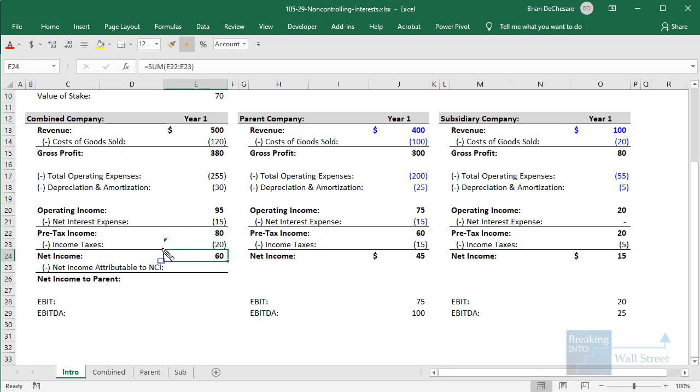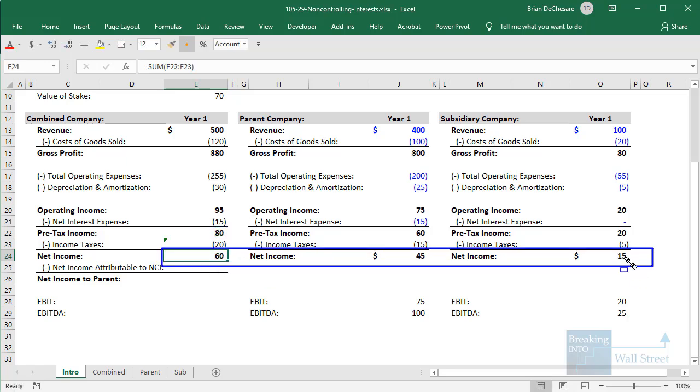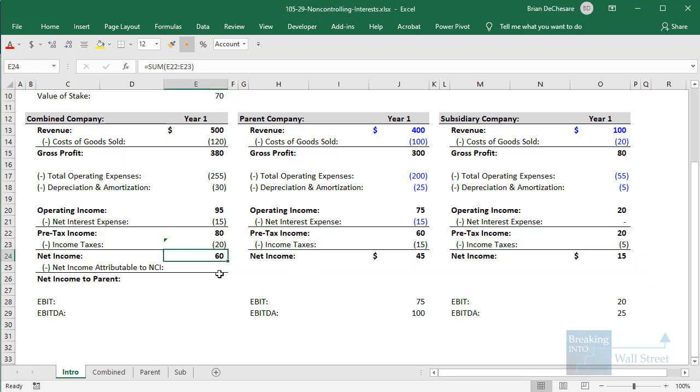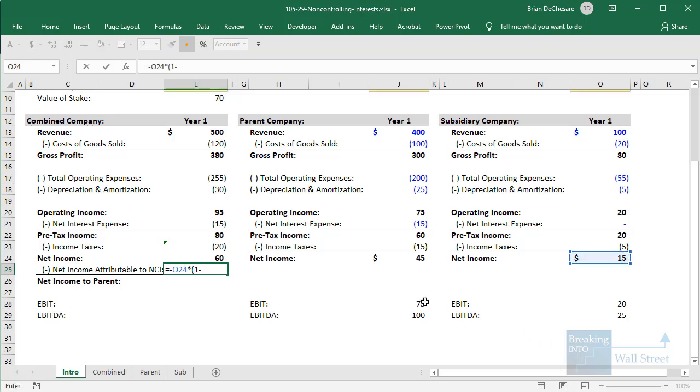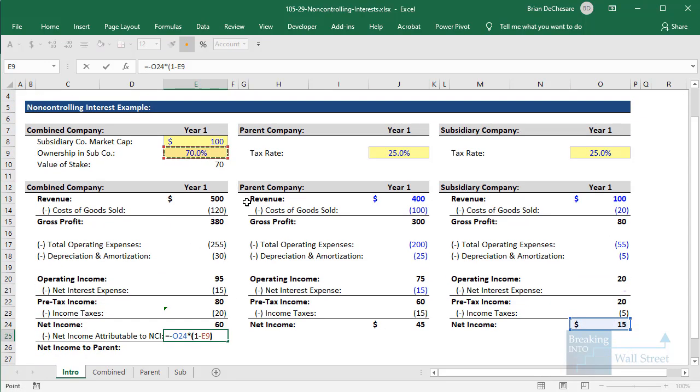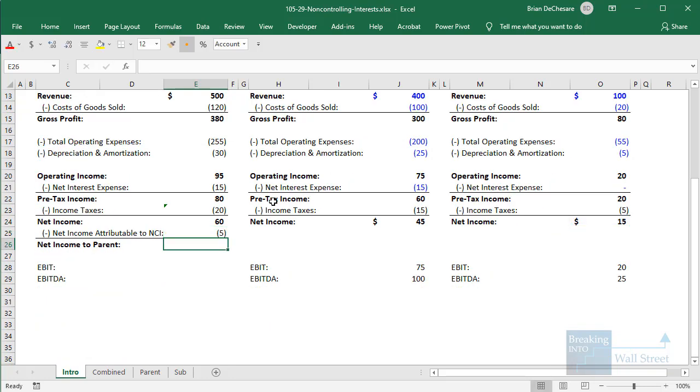So our combined net income is just both companies' net incomes added together, but then we make one small adjustment down here and we use a negative sign. We take subco's net income and then we multiply by 1 minus the 70% that parent co owns in subco. We deduct that and then we get to a net income to parent of around 55 or 56 million. So we make one very small adjustment, but that is really all that happens on the income statement.